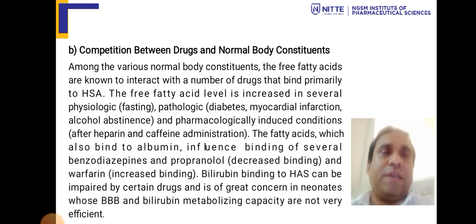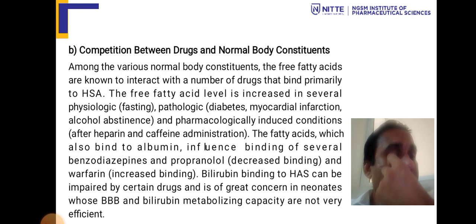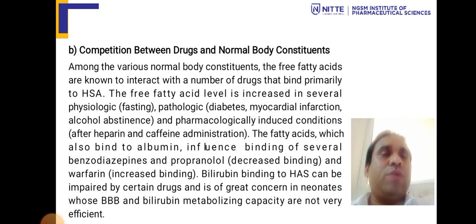The free fatty acid level is increased in several physiological conditions, such as fasting; pathological conditions, such as diabetes, myocardial infarction, and alcoholism; and pharmacologically induced conditions, after heparin injection or after caffeine administration. Fatty acids, which also bind to albumin, influence the binding of several benzodiazepines and propranolol.